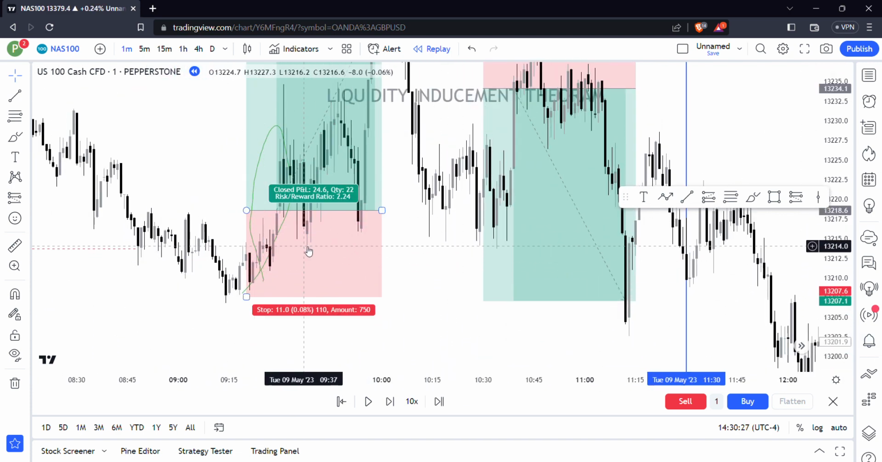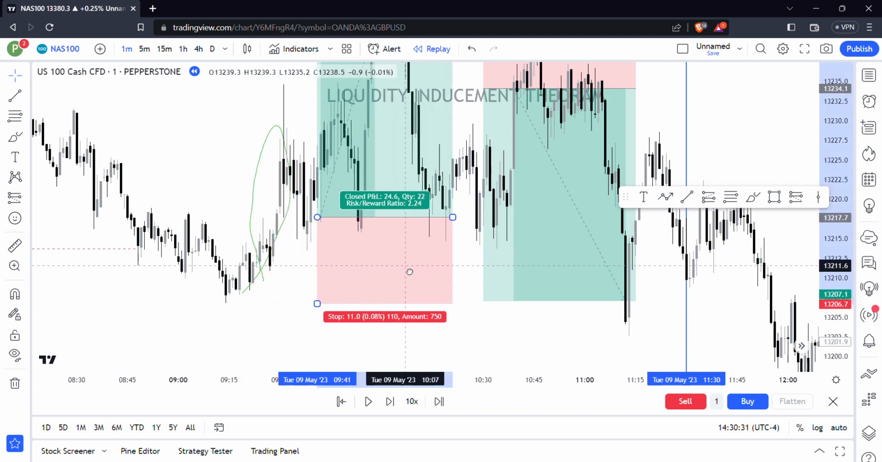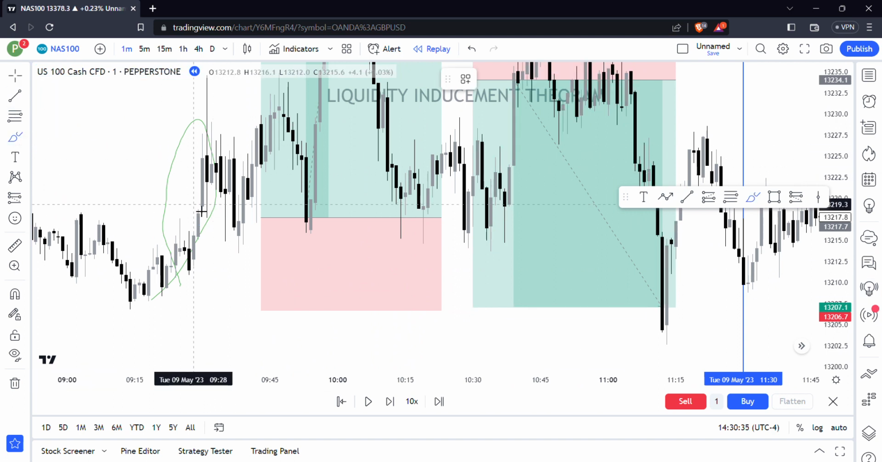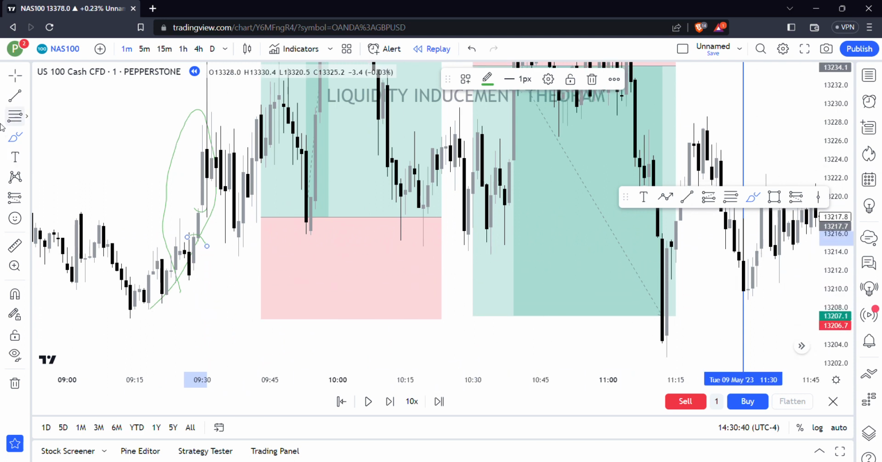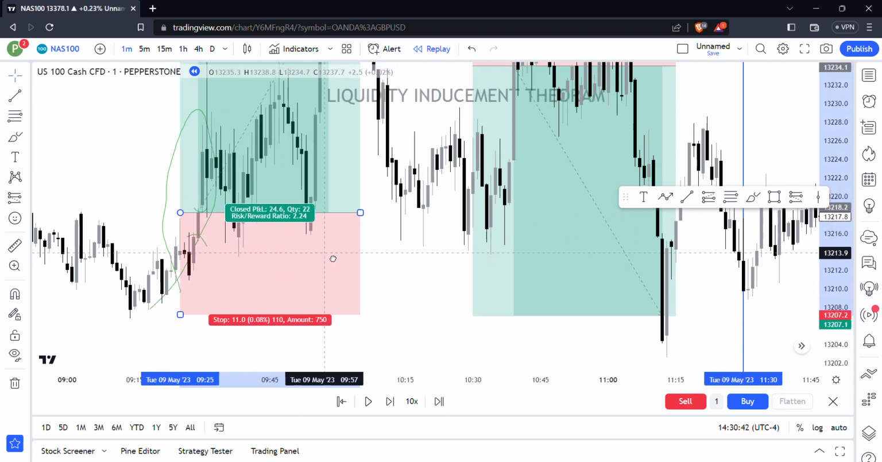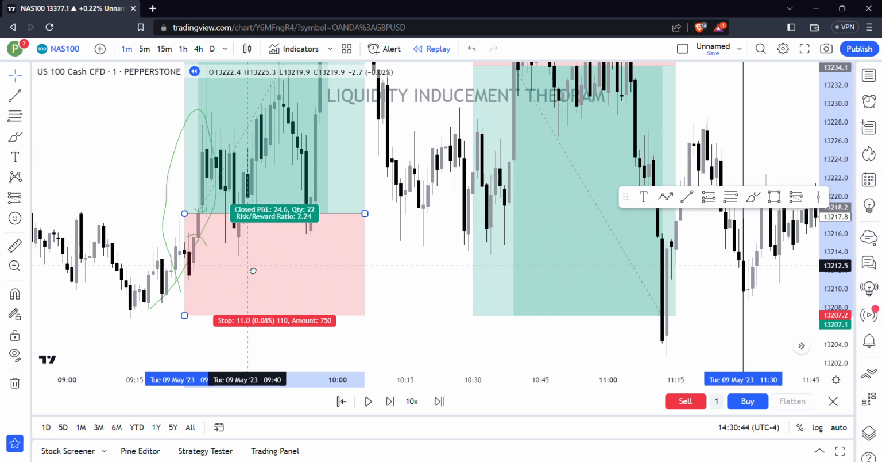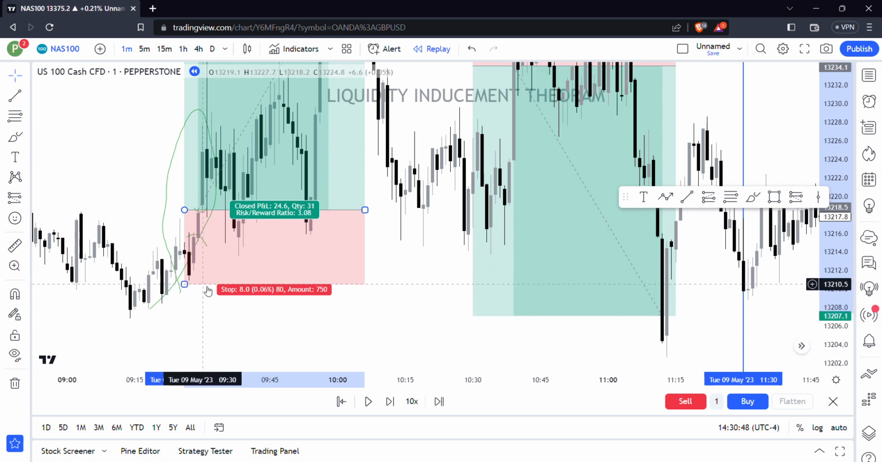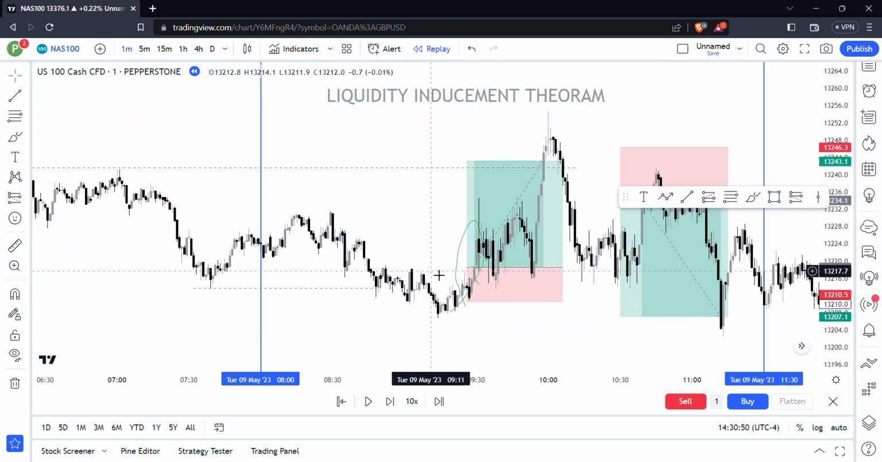And where's the imbalance? We enter here. Can you see the imbalance from this candle to this candle? We just enter here and we get tagged from this candle. And for the stop loss, you can have a stop loss like this, below this low. Yeah, you will get 3 RR.